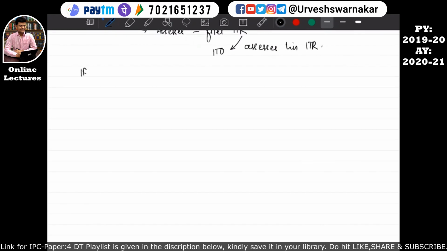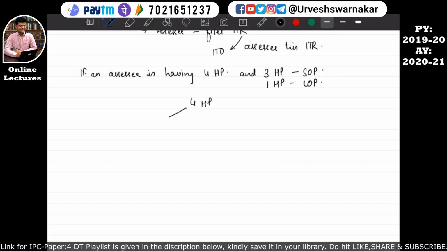Okay, if an assessee is having four house properties, and three house properties are self-occupied and one house property is let out, the bifurcation says that of the four house properties, three are SOP, so we'll write over here NR, that means not rented, and one house property we will write here R. This does not mean resident and this does not mean non-resident. This means not rented, and this means rented.